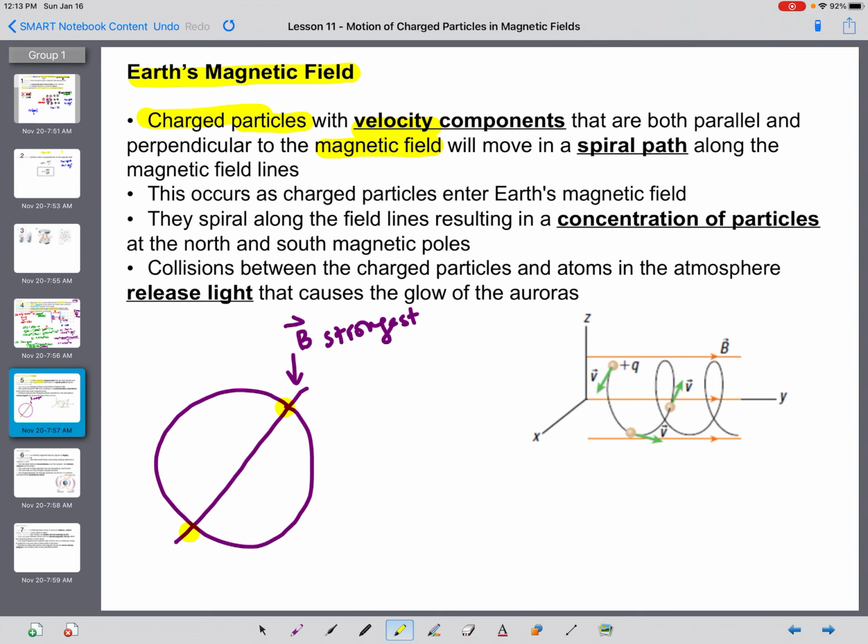And then we talked about that because the ion will energize the atmospheric particles, causing them to go up to a higher energy level, and then when they drop down, they release light, which is photon energy, and that's a glow.